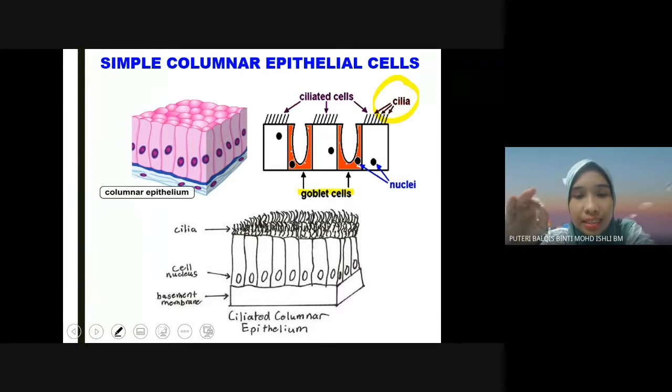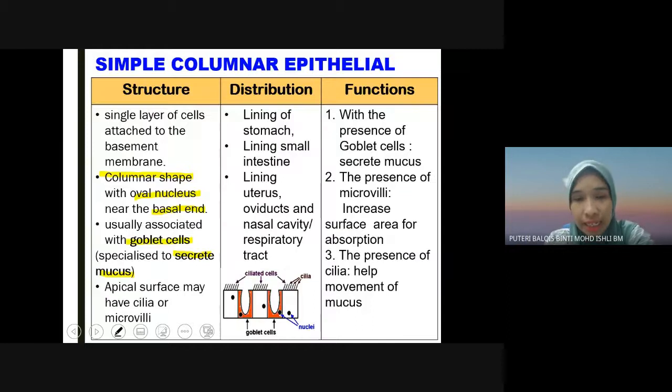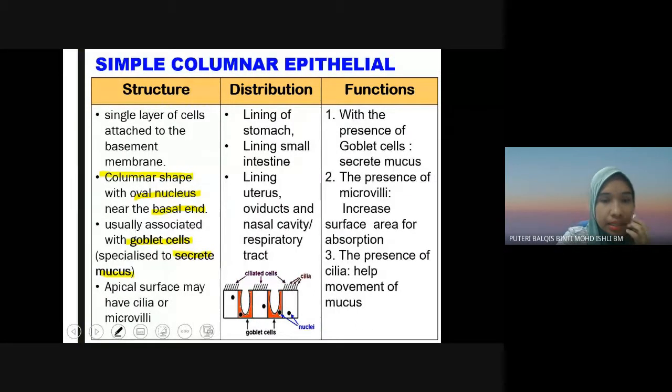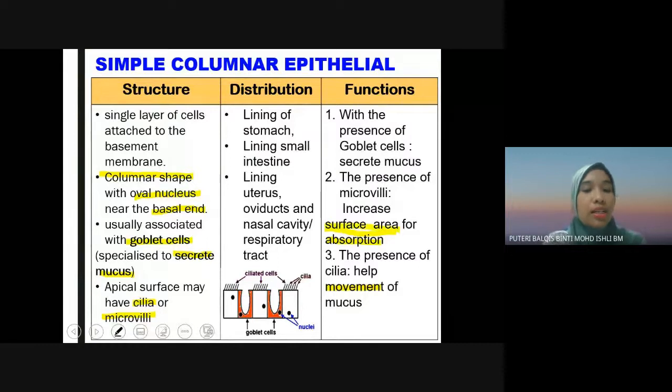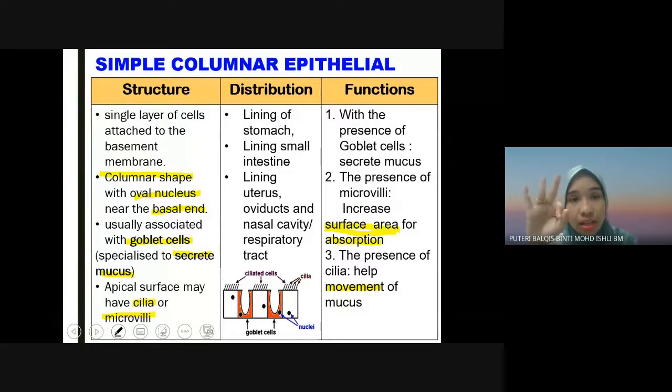Bila sel yang ada cilia, the function for movement. Function untuk movement. Okay, yang ni. Kalau cilia, function untuk movement. Kalau microvilli, function untuk absorption. Okay, tiga tu lah. Structure, function. Simple squamous, simple cuboidal, simple columnar. Okay.